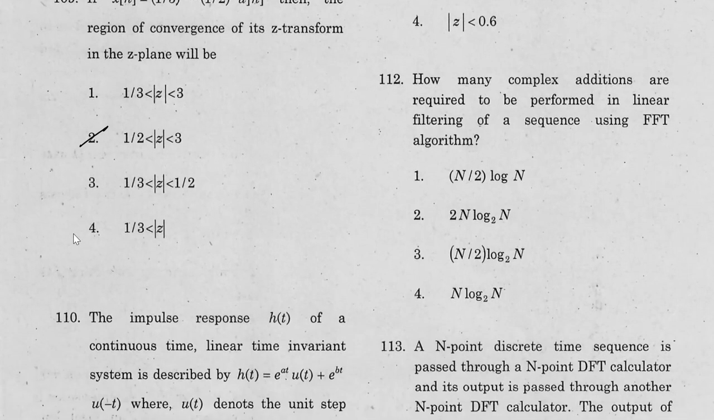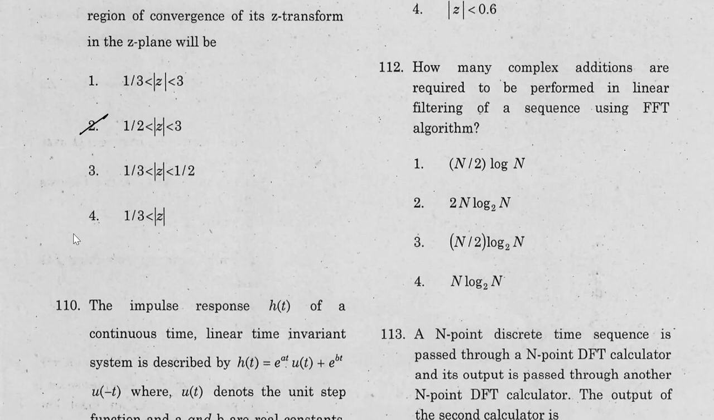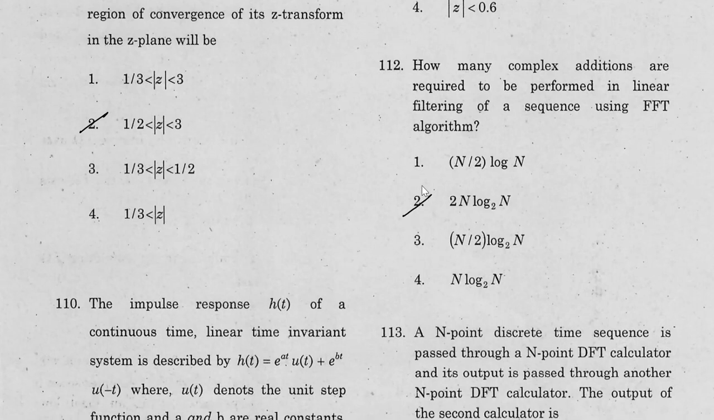Next question number 112. How many complex additions are required to be performed in the linear filtering of the sequence using the FFT algorithm? So the option is 2n log base 2 n.